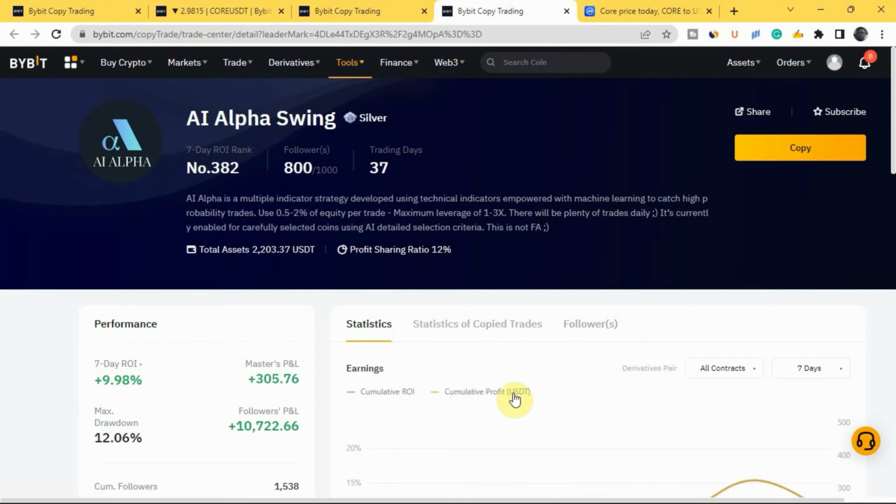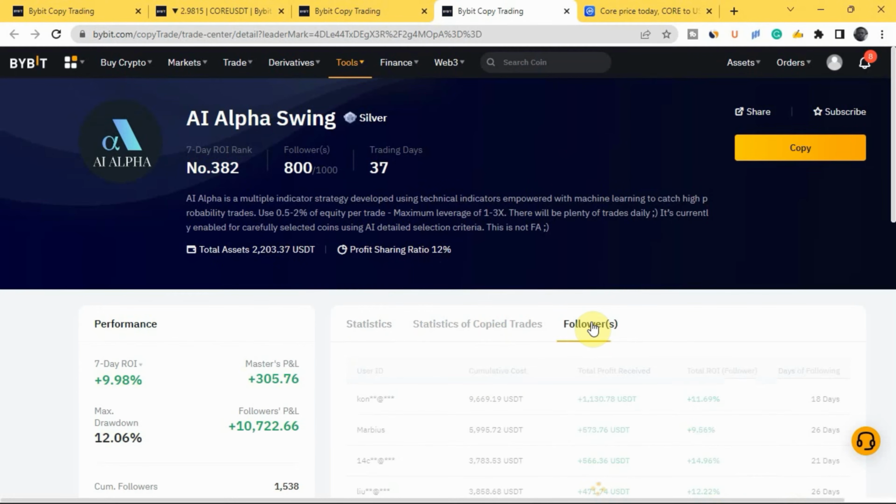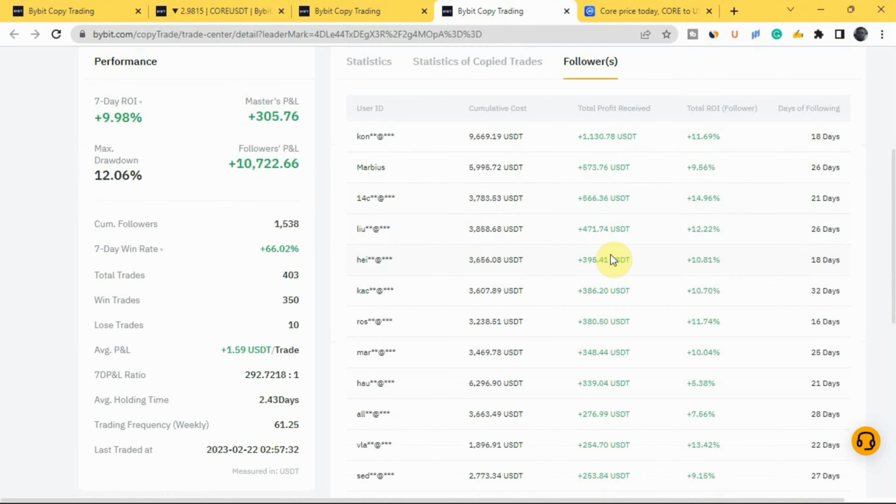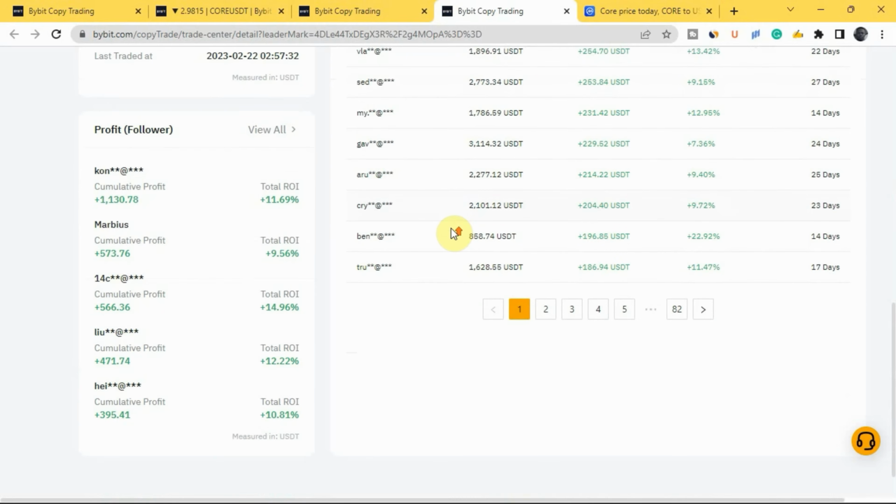Now, also, if you want to check out more details about the people that are following this trader, come here to where you have followers and scroll down, and you will see the amount of money the followers are making every day. So if you look at this follower right here, this person is trading with $9,600. This person has made a total profit of $1,100, and that is 11% profit. And this person has been following for the past 18 days. So in 18 days, this person has made $1,000 as profit.